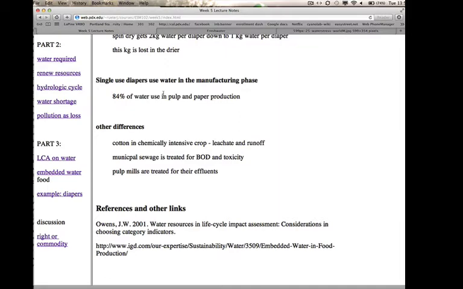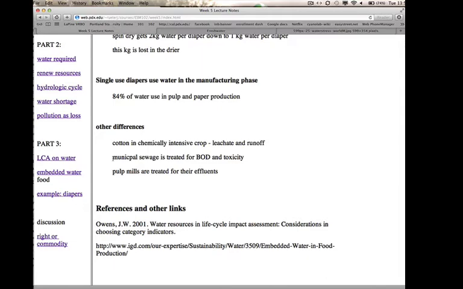And again, we're not talking about this, but this doesn't show up in the water life cycle analysis. But a couple of these other differences, for example, cotton, which you find in the home laundry diapers, is a chemically intensive crop with a lot of leachate going into the runoff. The water laundry puts a demand on municipal sewage.